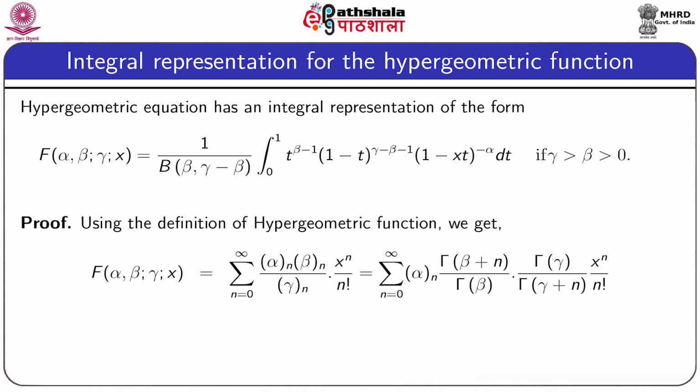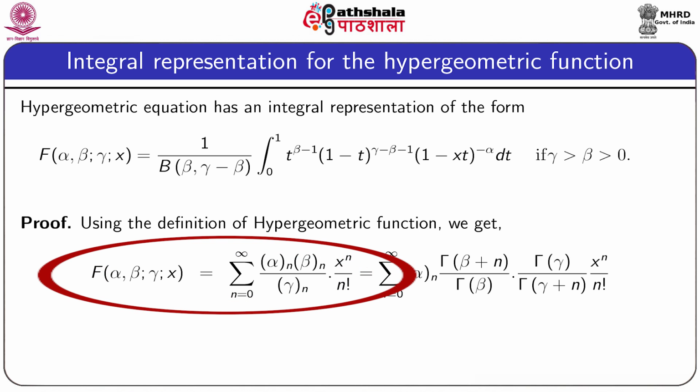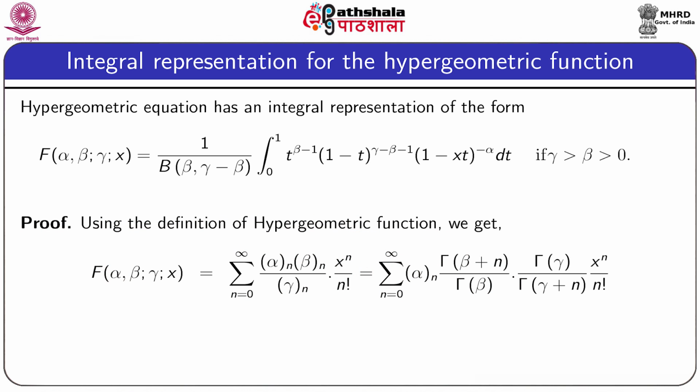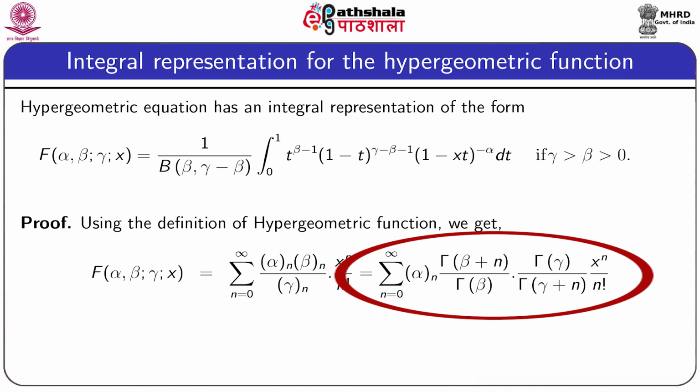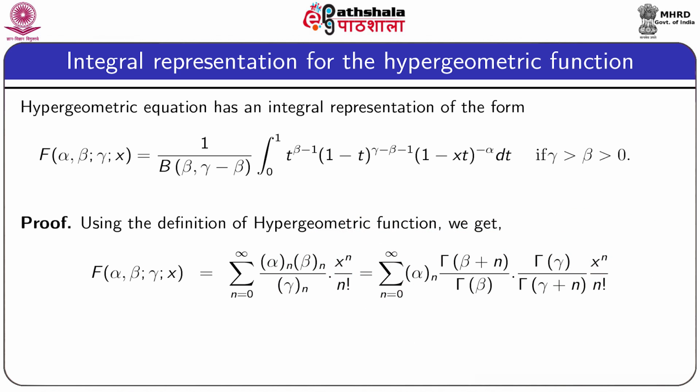We use the definition of the hypergeometric function involving Pochhammer's symbol, and we get F(alpha, beta, gamma; x) is equal to the summation n equal to 0 to infinity of (alpha)_n (beta)_n / (gamma)_n x to the power n by n factorial, which is equal to summation n equal to 0 to infinity (alpha)_n gamma function beta plus n divided by gamma function beta, gamma function gamma divided by gamma function gamma plus n, x to the power n by n factorial.